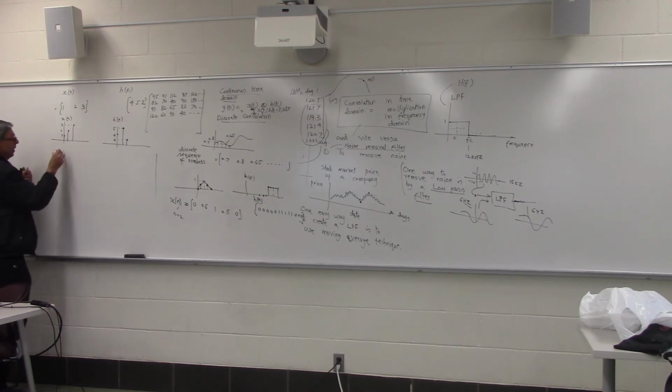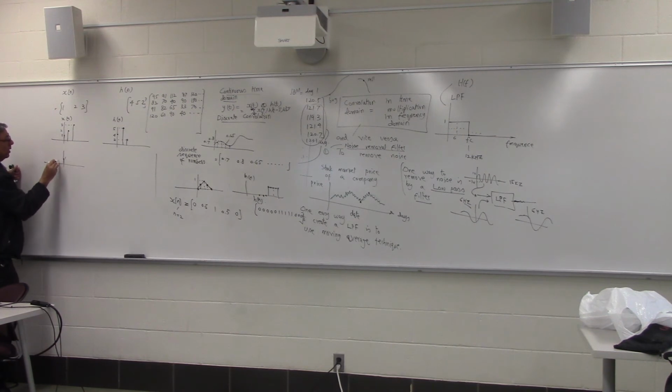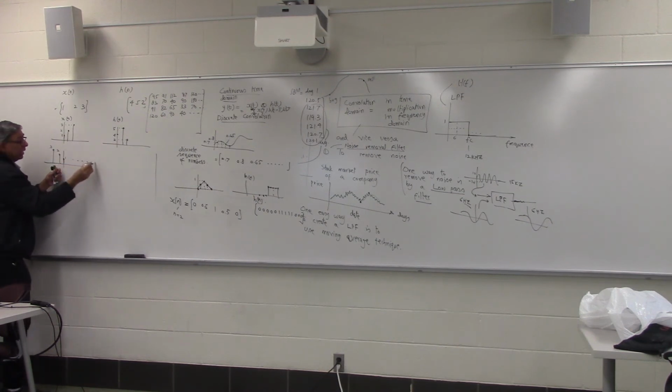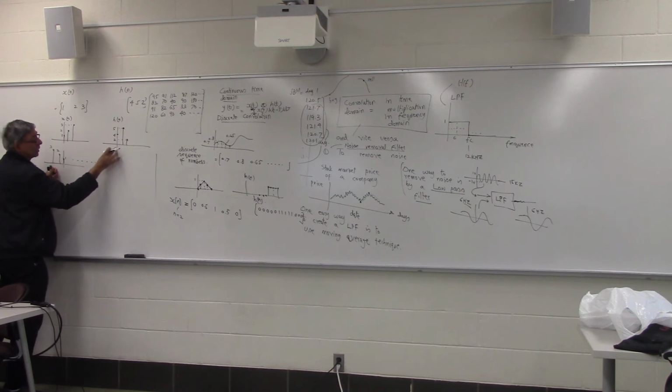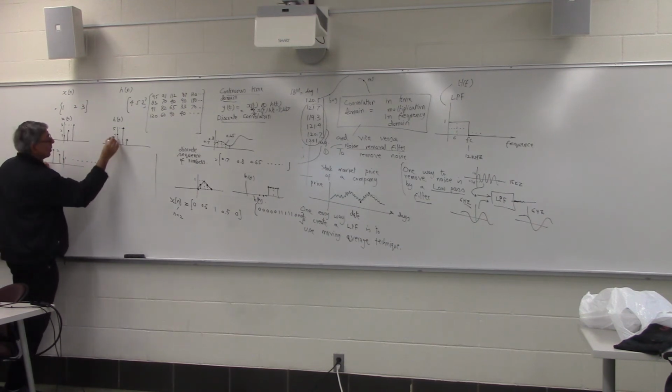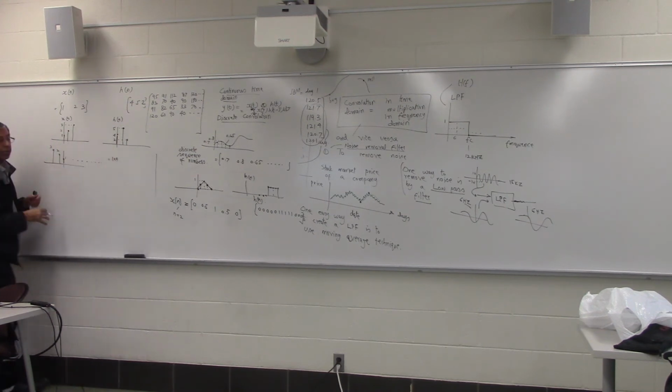If I flip it, what will happen? This will become 1, 2, 3, right? And then I start sliding it. Once this reaches this part over here, 1 will be multiplied by the value over here, 4. So it will be 1 times 4. Everything else is 0. So the first value produced will be 4.